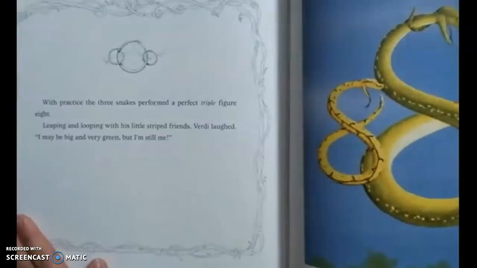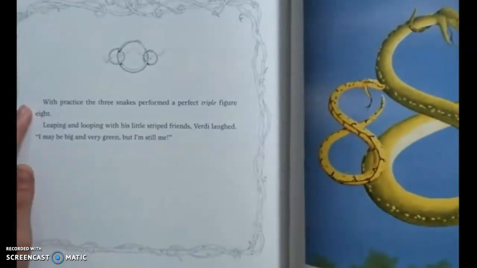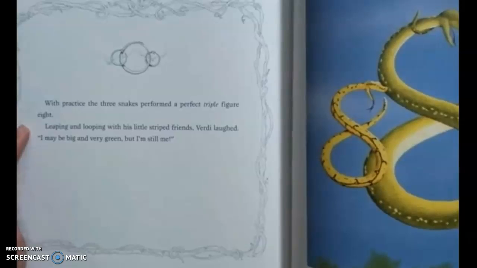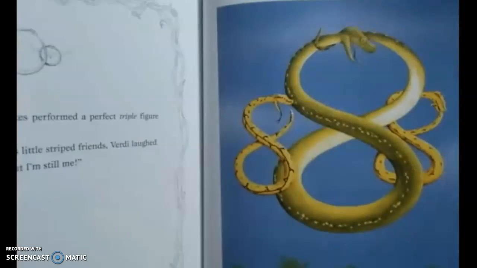With practice, the three snakes performed a perfect triple figure eight. Leaping and looping with his little striped friends, Verdi laughed. "I may be big and very green, but I'm still me."